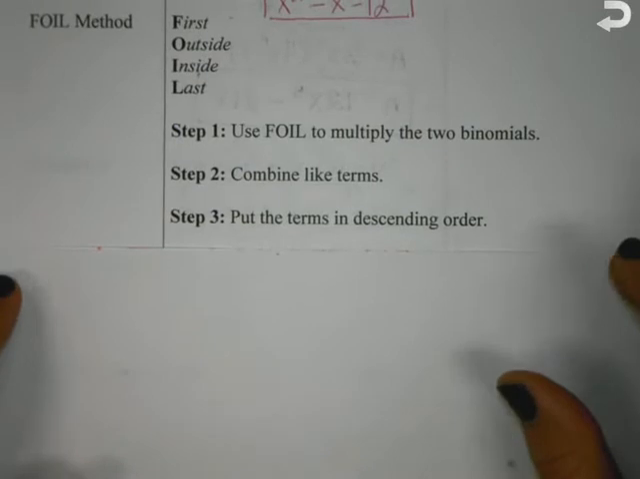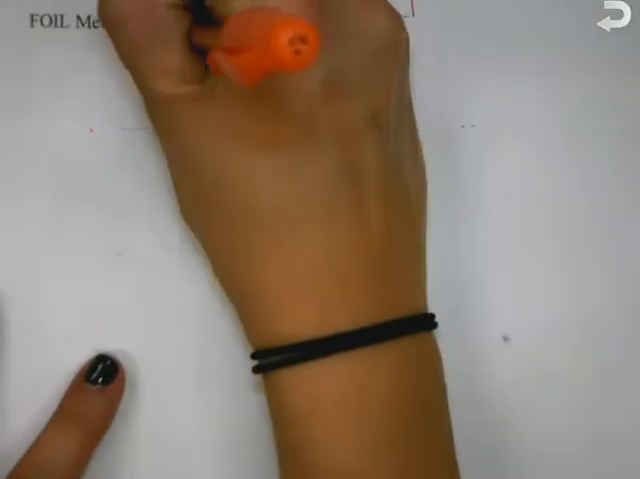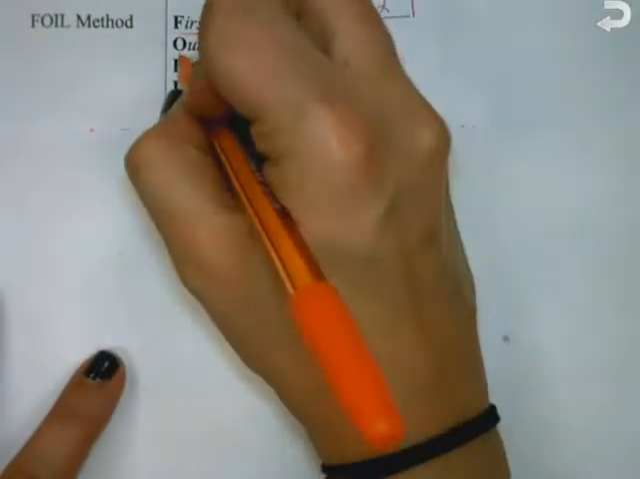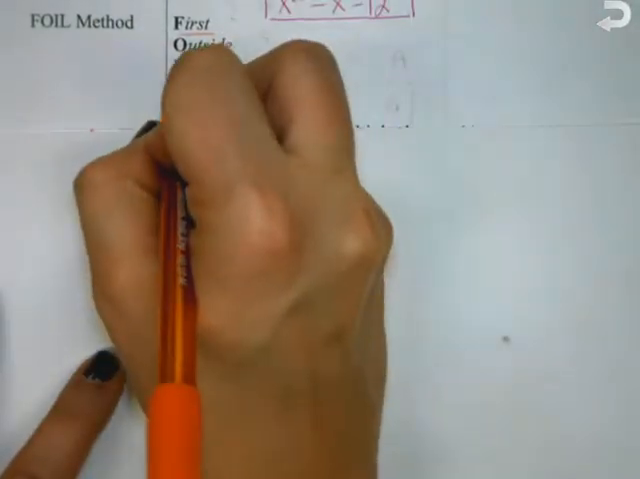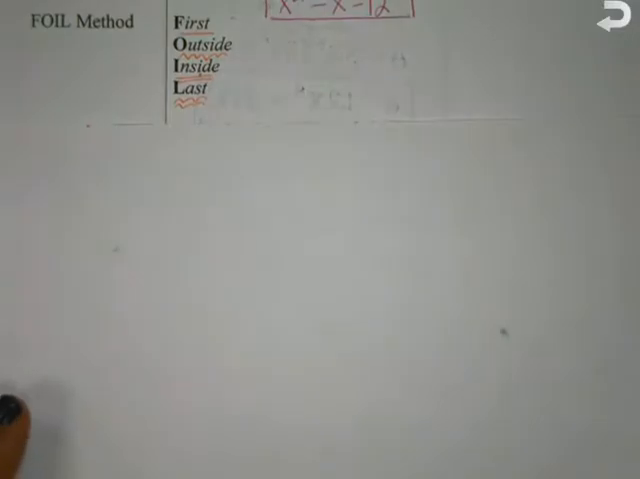FOIL is an acronym. So FOIL stands for first, outside, inside, and last. That's what the letters in FOIL stand for. And those are going to tell you the order in which we multiply.